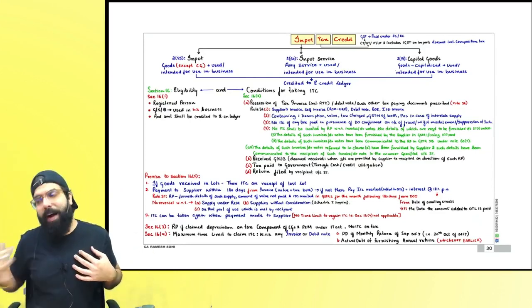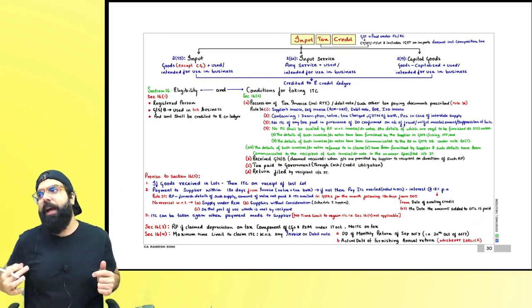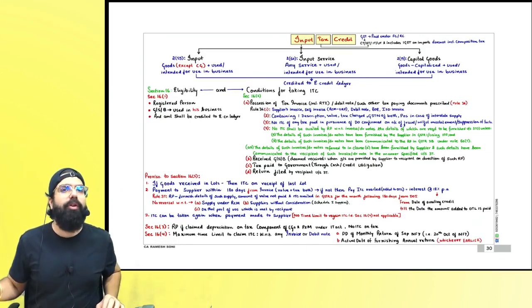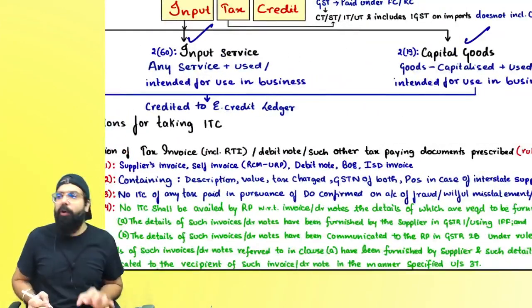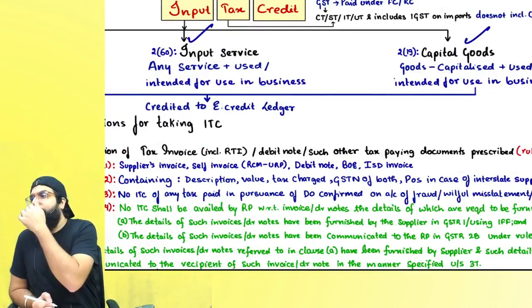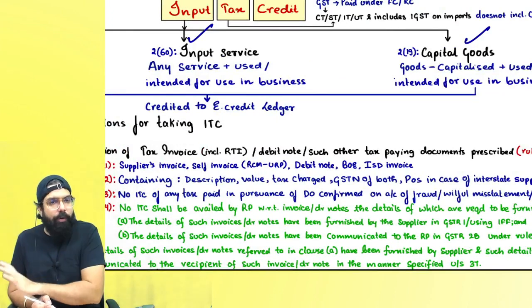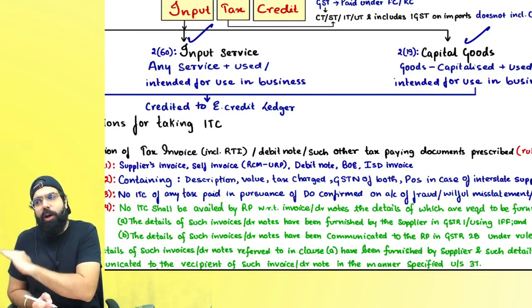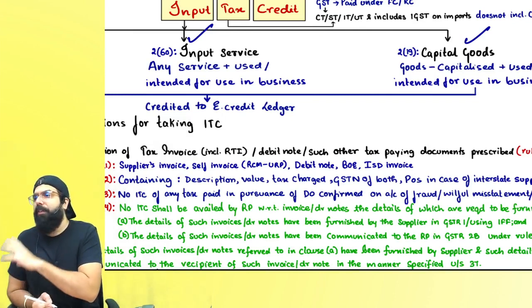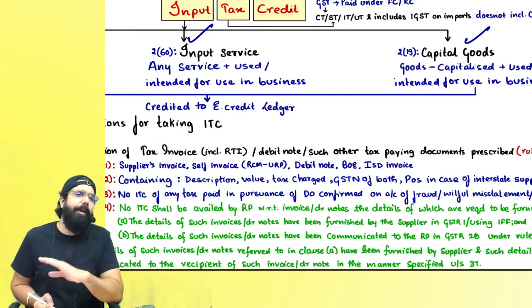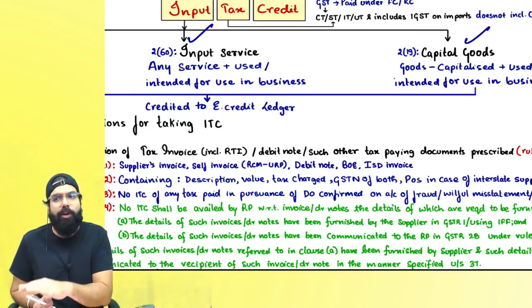Whatever inwards you buy, it might be inputs, input services or capital goods, which are used or intended to be used for your business. Inputs mean those goods, other than capital goods, which are used or intended to be used in your business. Input services are those services which are used or intended to be used in your business, and capital goods mean those goods which are capitalized and used or intended to be used in your business.